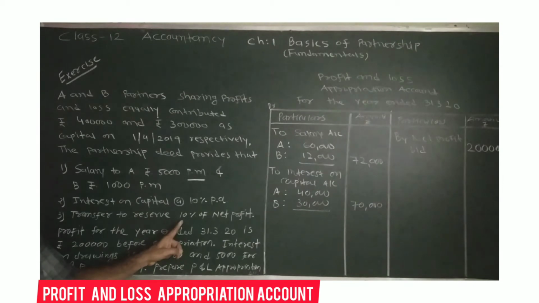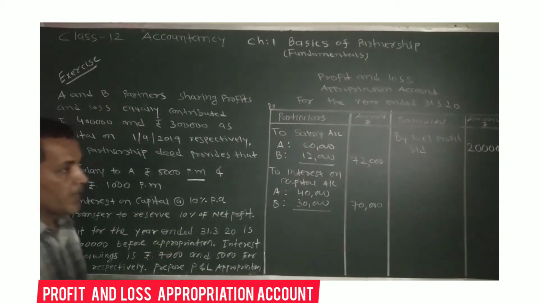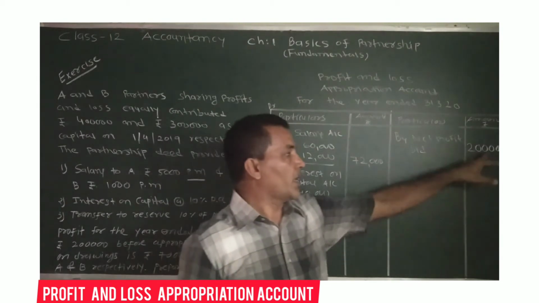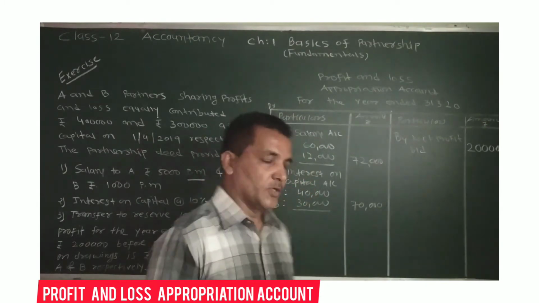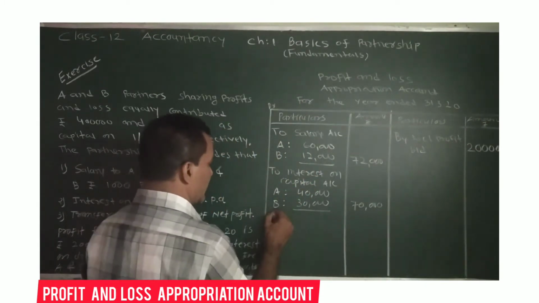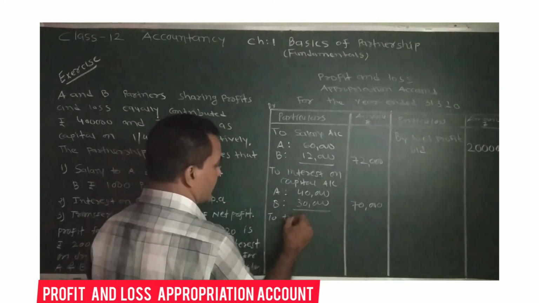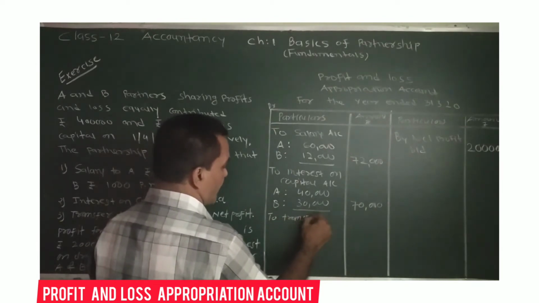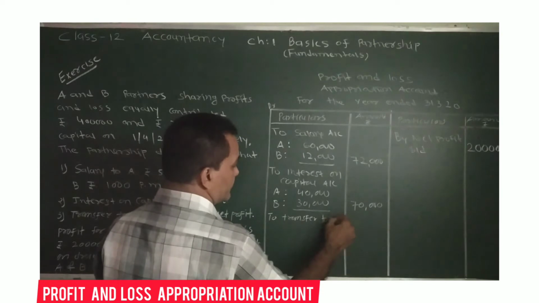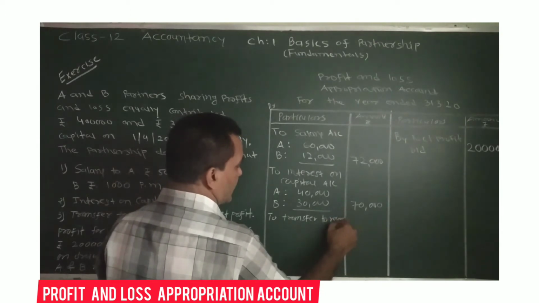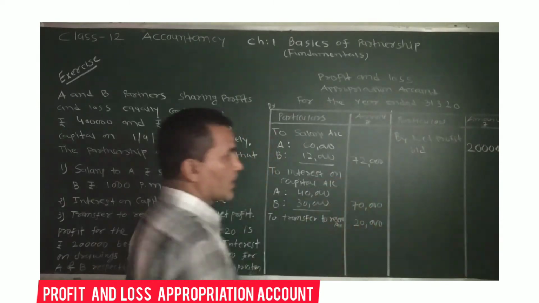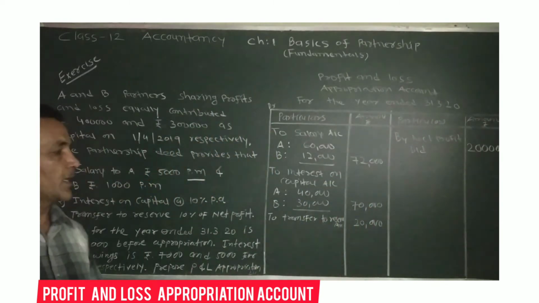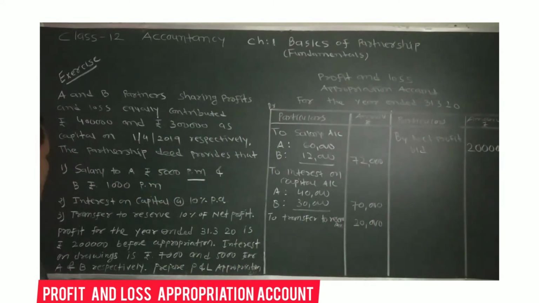Transfer to reserve 10% of net profit. Now we have net profit 2 lakh. 10% of 2 lakh is 20,000. So that will go on the debit side to transfer to reserve. Transfer to reserve account 20,000. So 20,000 rupees we transfer to reserve account.